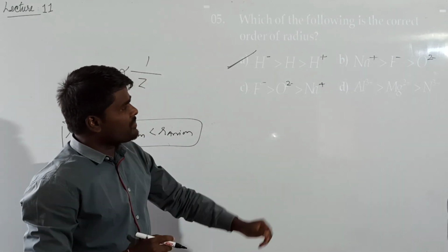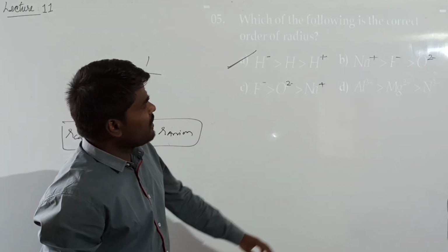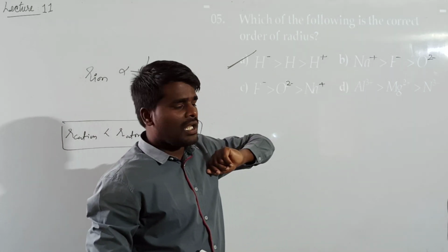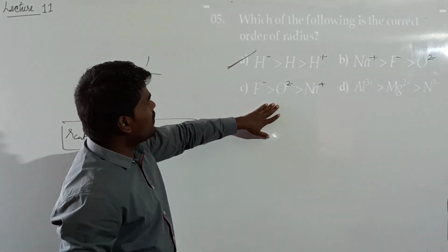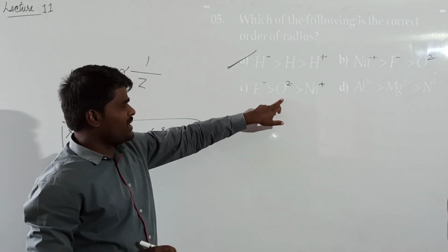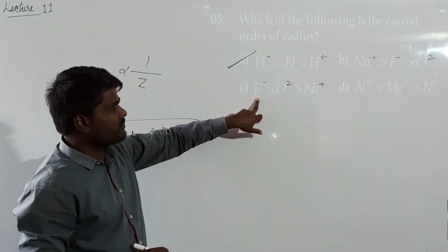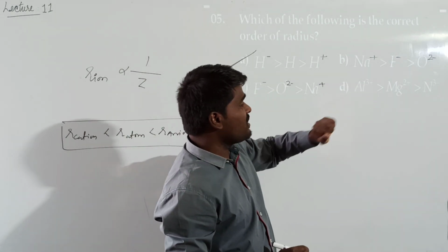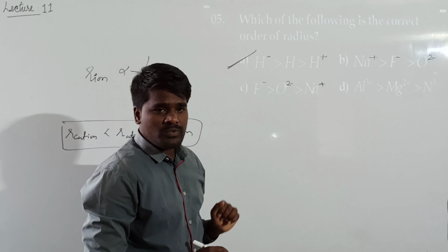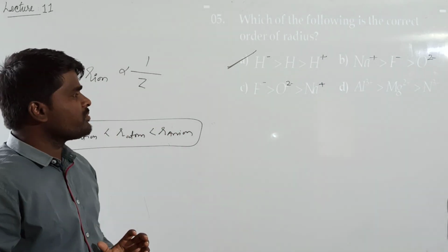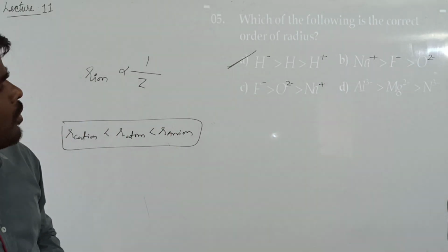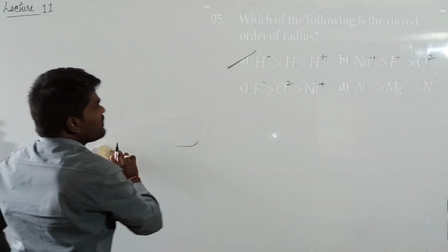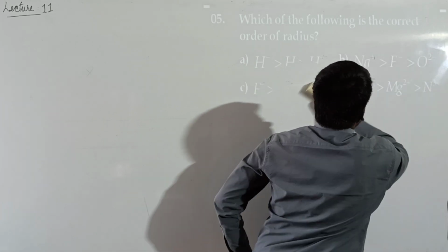If you look at the other options, all of them are incorrect. Here sodium has to be the smallest, but it is given as the largest. Here oxide has to be the largest, but the largest is given as fluoride. Here aluminium has to be the smallest, but it is given as the largest. So this is your right option as per the question. It's a question from the ionic radius. Hope it is clear. If it is clear, we will move to the next question.